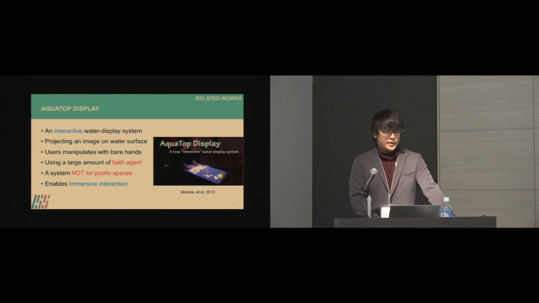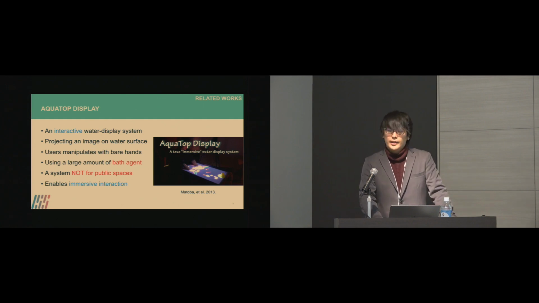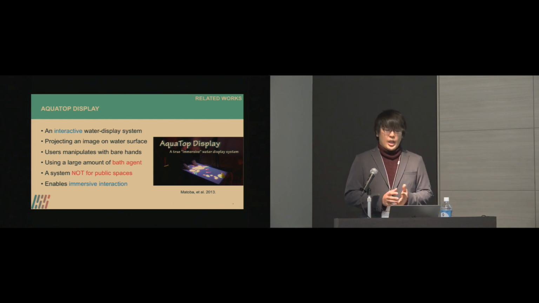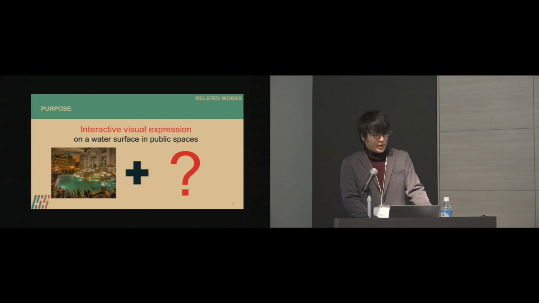Second is the Aquatop display. Aquatop display is an interactive water display system that enables an image to be projected on a water surface. The user can manipulate the image with their hands with a depth sensor. The system uses a large amount of bath agent to whiten the water. Therefore, the system is amazing, but not suitable for public spaces. Our purpose is introducing interactive visual expression to the water surface in public spaces.